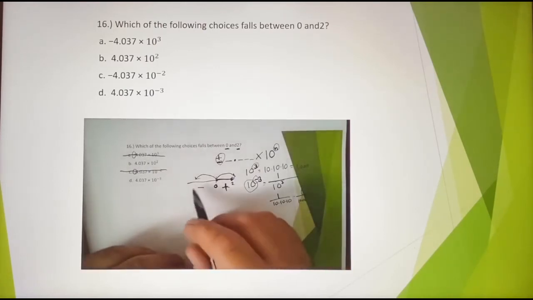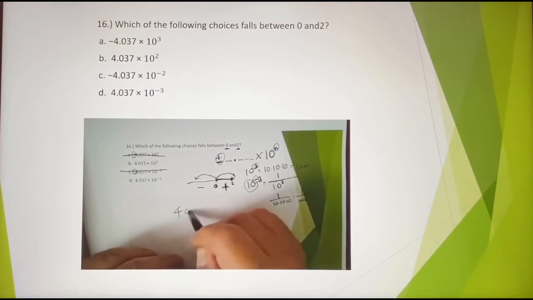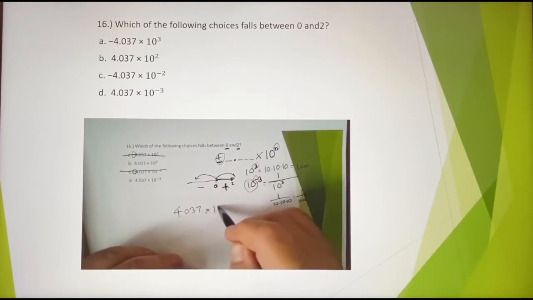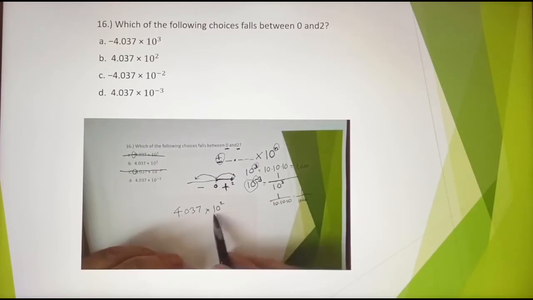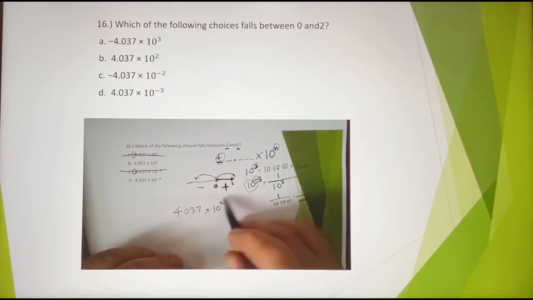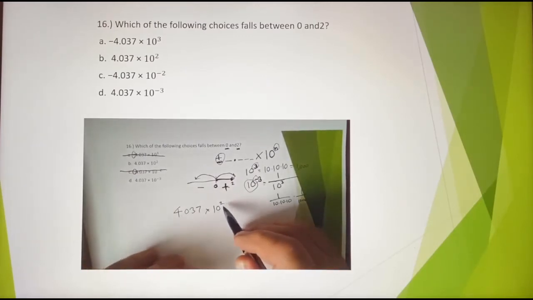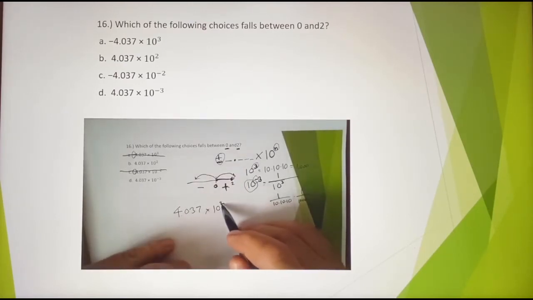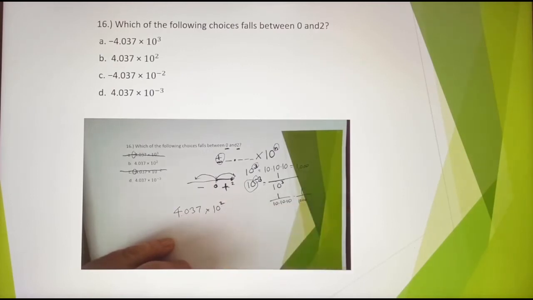All right, so let's look at B. B is 4.037 times 10 to the second power. Well, I could just multiply the 10 times 10 to get 100, multiply 100 times that. And that's easy enough to do with small numbers, but if your exponent becomes something really big, then that becomes very cumbersome. So all we really need to do is take this exponent and move the decimal place to the right that number of places. Because it's a positive, we're moving it to the right because it's going to be a larger number.